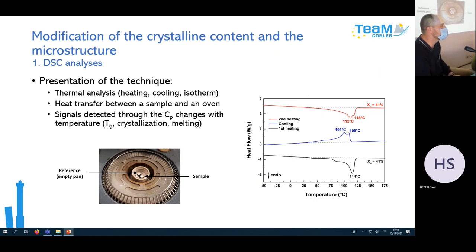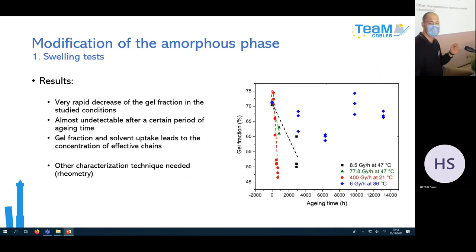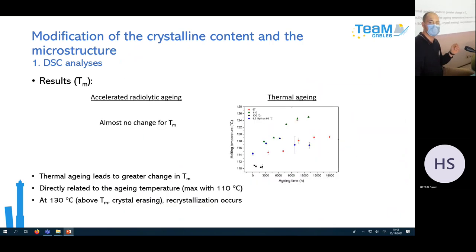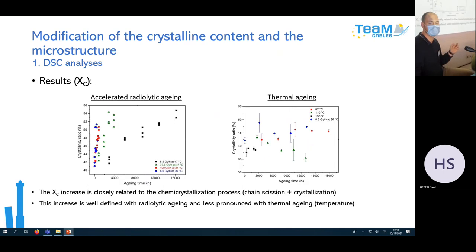Yeah, because your evolution of the crystallinity ratio concerning thermal aging is quite strange because you don't have any clear trend in your results. So I think if you use the first round, consider the crystallinity ratio, not the melting temperature, but the evolution. Yeah, it's not really clear. I do agree with you. Yes, I have to accept this comment.